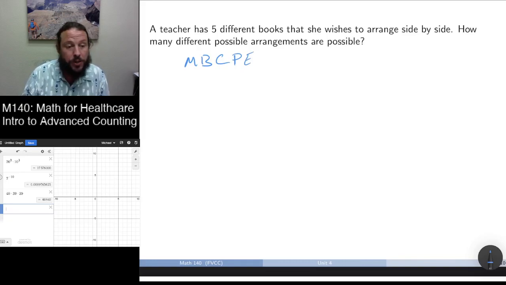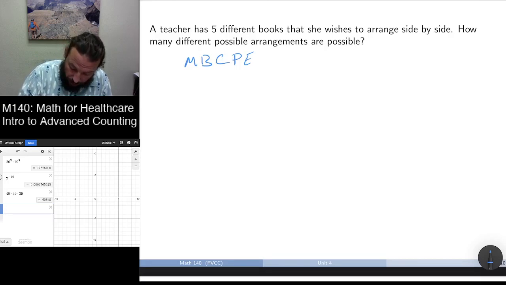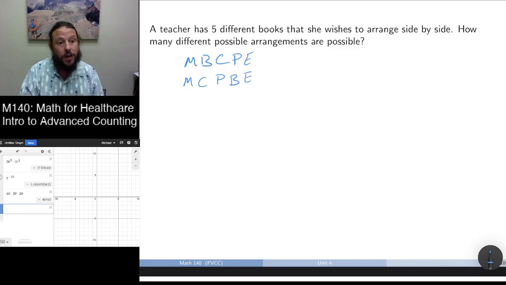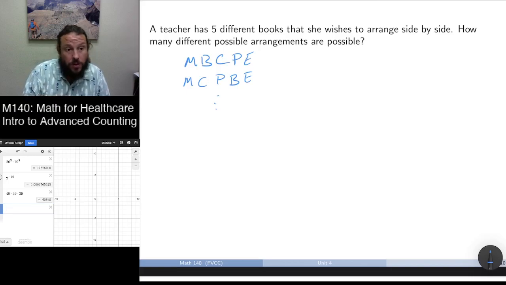So this would represent one arrangement, right? The math book, then the biology, and then the chemistry, and then the physics, and then the econ. Another arrangement is, say, we could still start with the math, but maybe chemistry first, and then physics, and then biology. And we want to count all those, okay? And we want to use our multiplication principle.